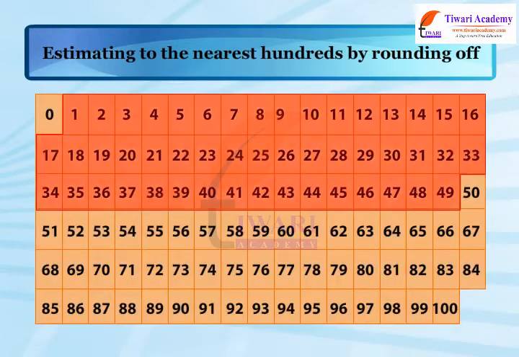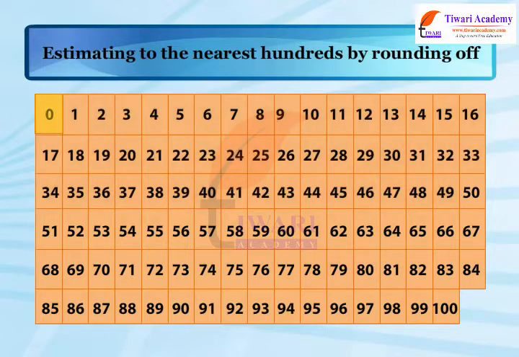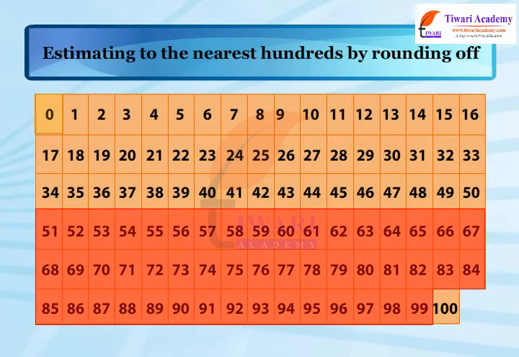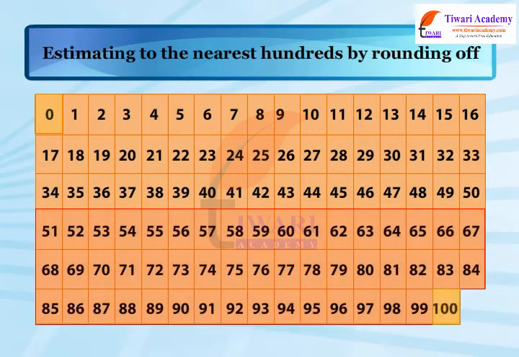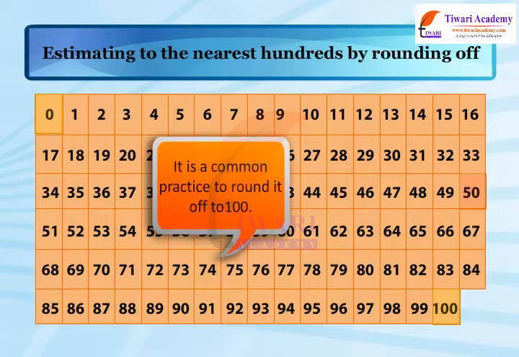Numbers 1 to 49 are closer to 0 than to 100 and so are rounded off to 0. Numbers 51 to 99 are closer to 100 than to 0 and so are rounded off to 100. Number 50 is equidistant from 0 and 100 both. It is a common practice to round it off to 100.